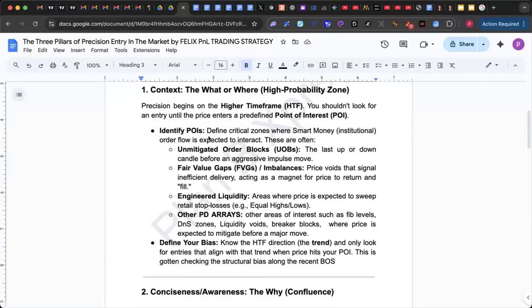So identify point of interest. This is what? Define critical zone where smart money, that institutional order flow, is expected to interact. These are often unmitigated order blocks, UOB. You may not find UOBs anywhere. That's my own label. The last up or down candle before an aggressive impulsive move.